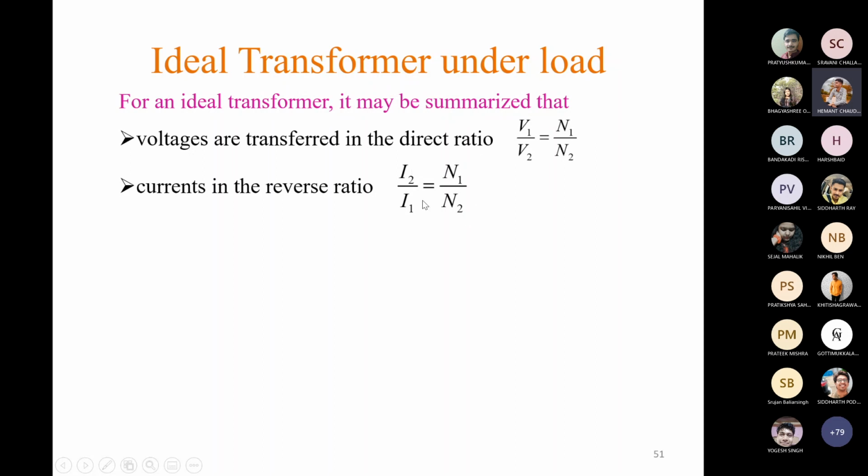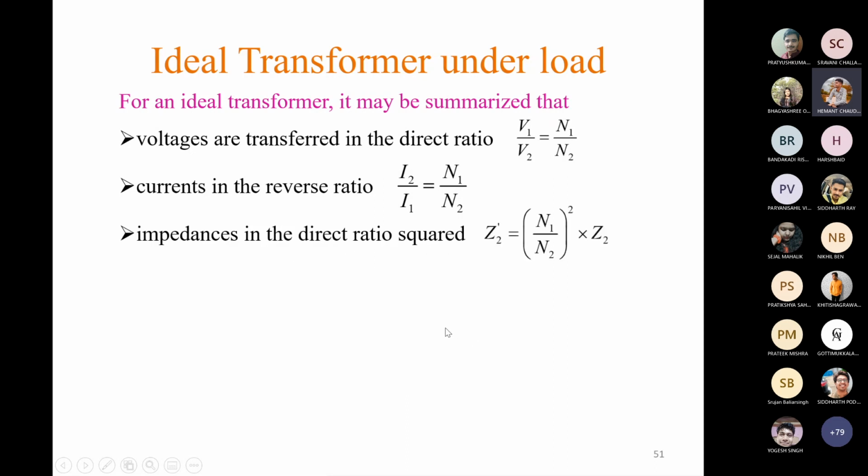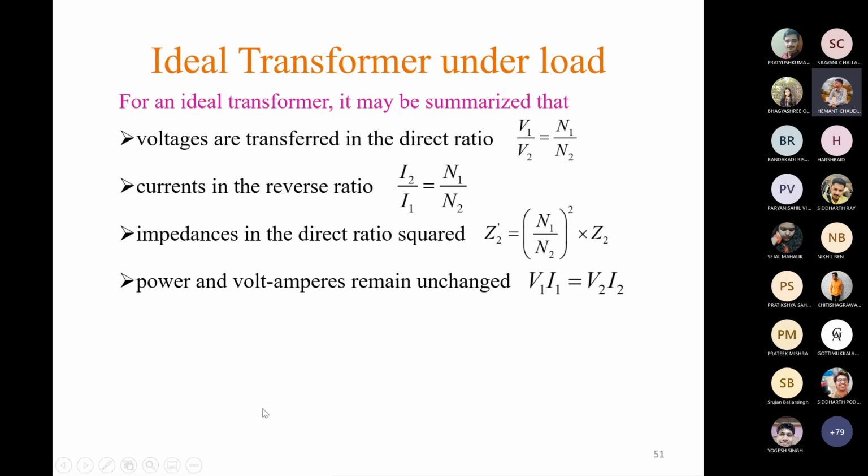See, I2 by I1 ratio is N1 by N2, so reverse ratio or inverse ratio. Impedances in the direct ratio squared, as we have discussed just now. So Z2 dash equals N1 by N2 whole square Z2. And what about the power? Volt ampere remains unchanged, that is V1 I1 equals V2 I2. Is it clear?